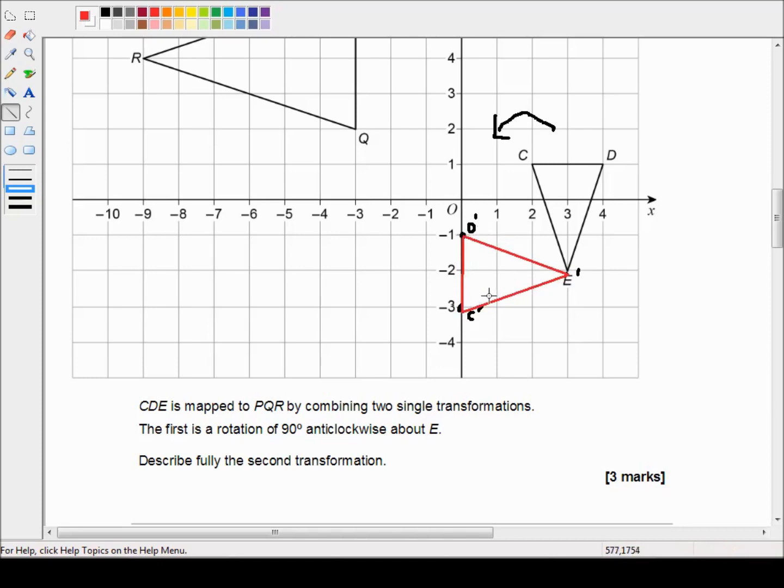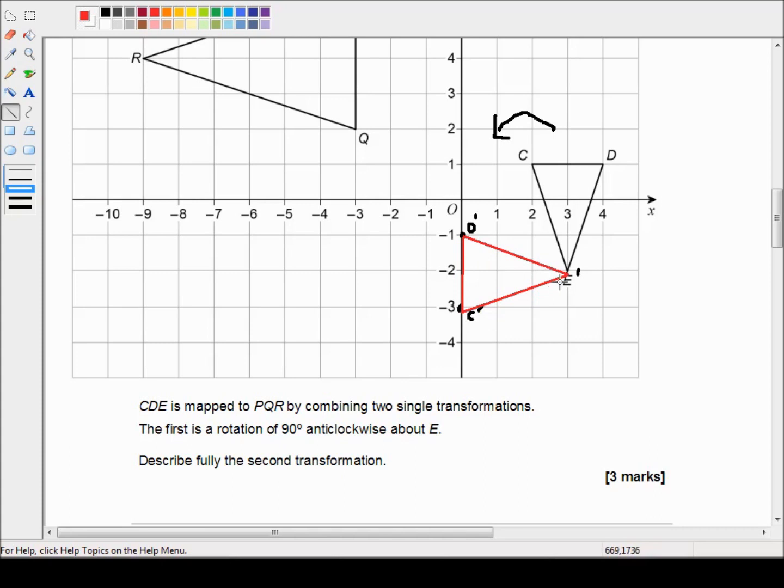So this would be our new triangle. This is the triangle CDE rotated 90 degrees anti-clockwise. So we've got C prime, D prime, E prime as our new triangle. So this is what happens to CDE when it's rotated 90 degrees anti-clockwise about point E.